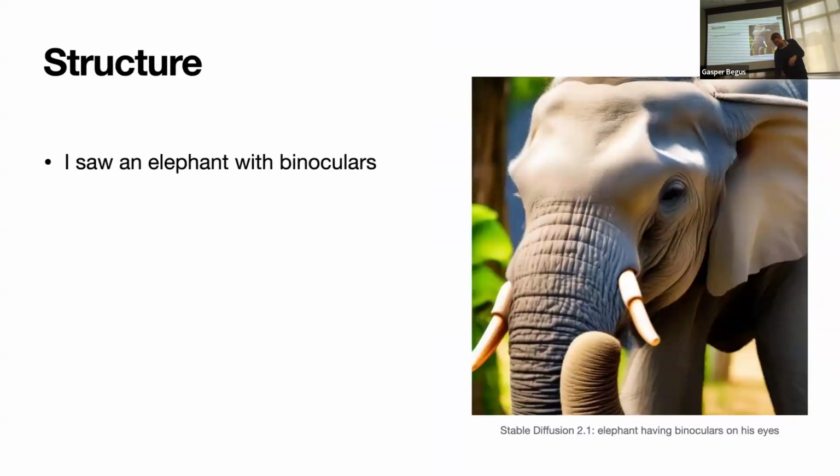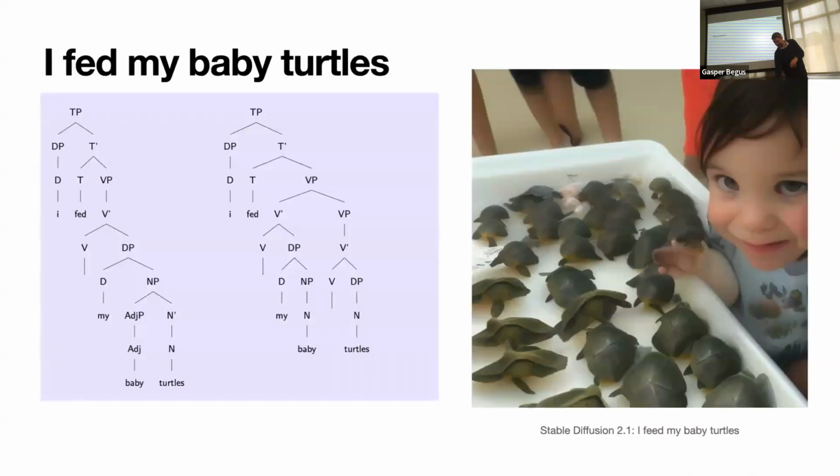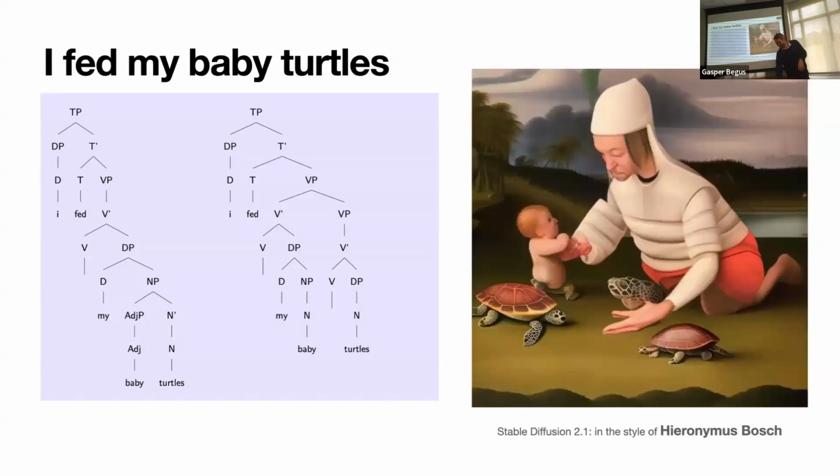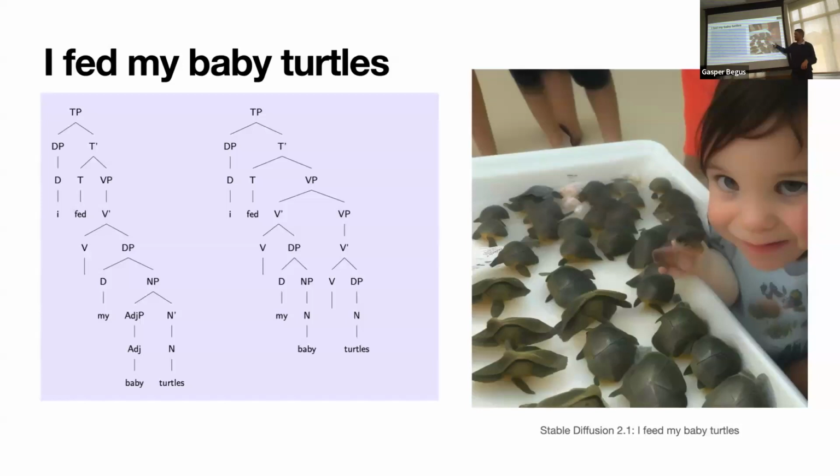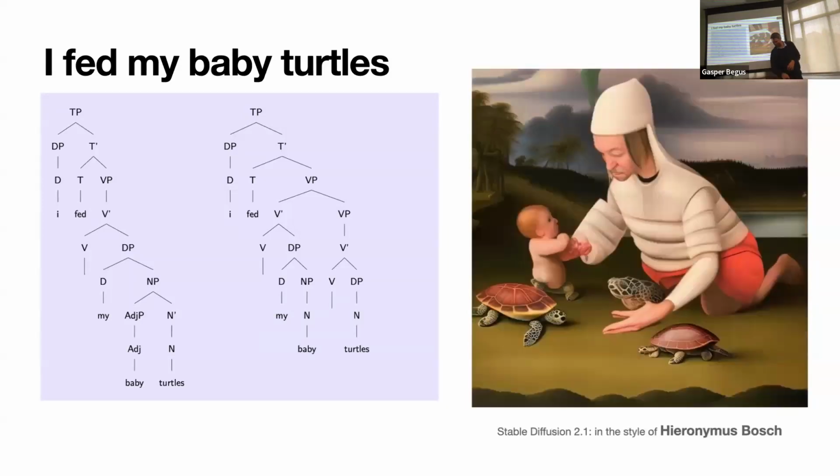In other sentences, like "I saw the elephant with binoculars," or "I fed my baby turtles," it knows that there are two readings. Actually, it's funny. I was trying to get a picture of "I fed my baby turtles" in the diffusion models, and it's very hard because pragmatically, turtles very often eat their babies. Then I thought a lot, and I said, "Oh, try to do this in the style of Hieronymus Bosch," who was an amazing painter. If you do that in the style of Hieronymus Bosch, you get the closest to the other reading.